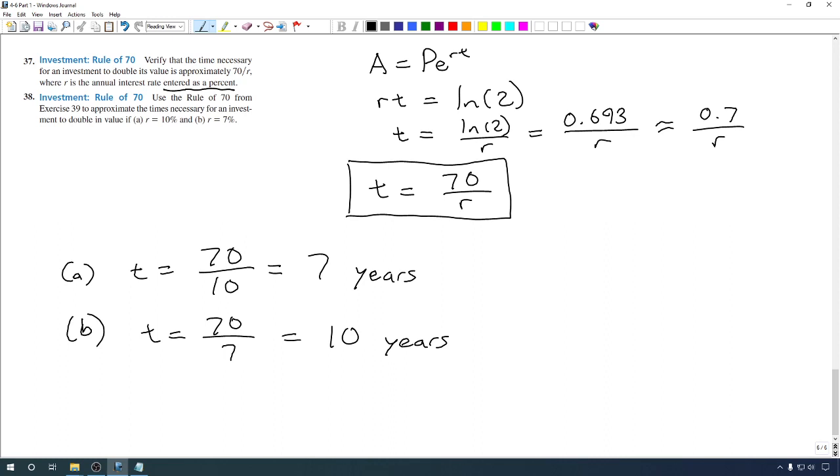Now, there are a couple other models that we could use for things, so I'm going to have another video where we talk about a couple other types of problems that are related to exponential growth and decay, but not quite the same. So I'll see you there in the next video.